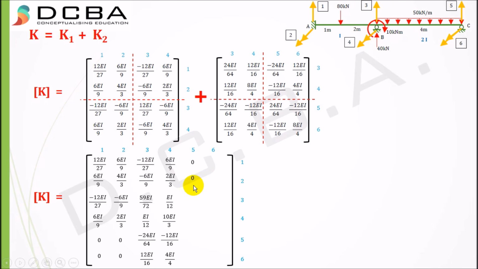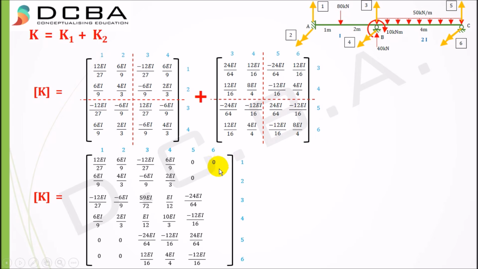Second row fifth column is also no element, hence it is 0. Third row fifth column is present only in matrix 2. Third row fifth column minus 24 EI by 64. Fourth row fifth column minus 12 EI by 16. Fifth row fifth column 24 EI by 64. Sixth row sixth column minus 12 EI by 16.